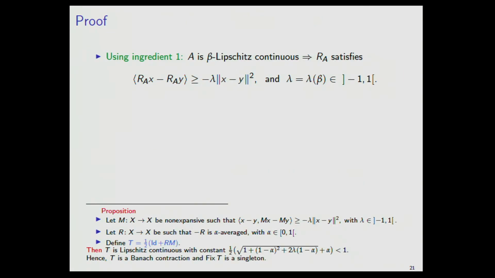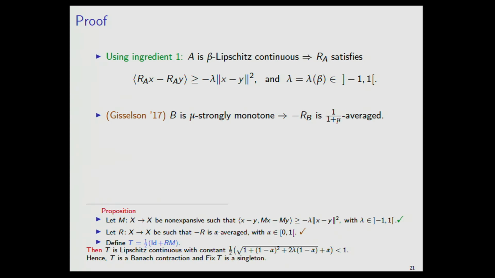So using ingredient 1, we have a Lipschitz continuous operator. We have RA satisfying the hypomonotonicity assumption. And therefore, we can check mark this assumption. Pontus proved, and this is what we saw yesterday, that if we have a strongly monotone operator, the reflected resolvent is averaged. So now the second assumption.